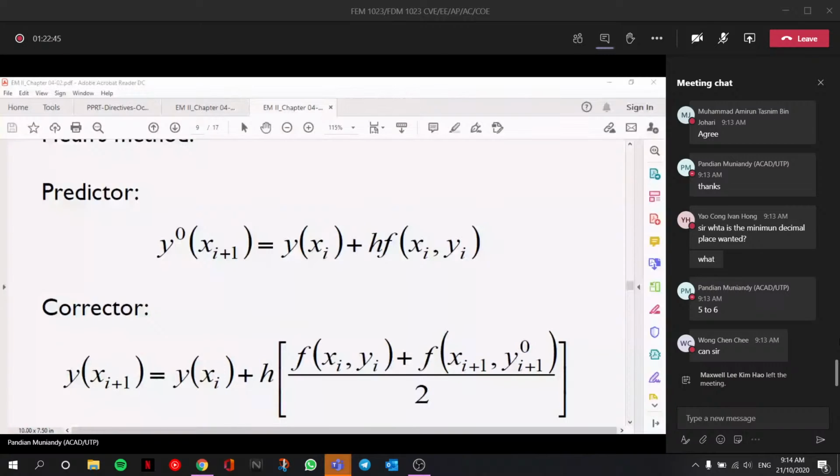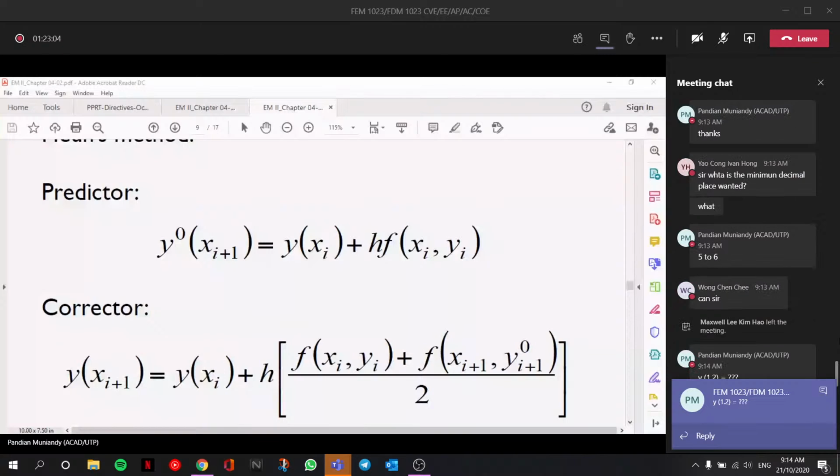Okay. So now I give you a homework. So the next one is you go home. You try y at 1.2. This one you try, but I don't have the answer for this. You use the Heun's method, predictor and corrector. Repeat the same thing. Whether it is 5 decimal or 6 decimal, it's up to you. But we will see by checking your answers, we know.